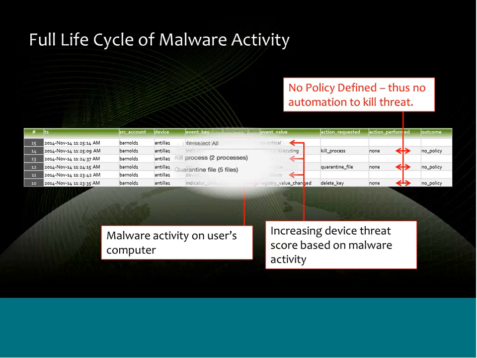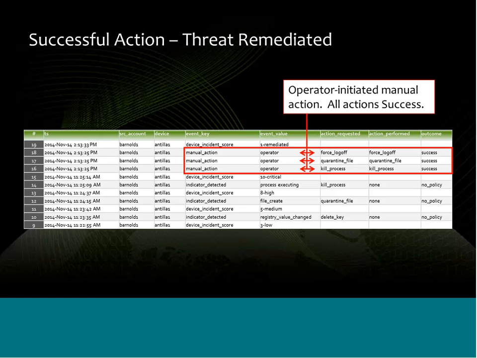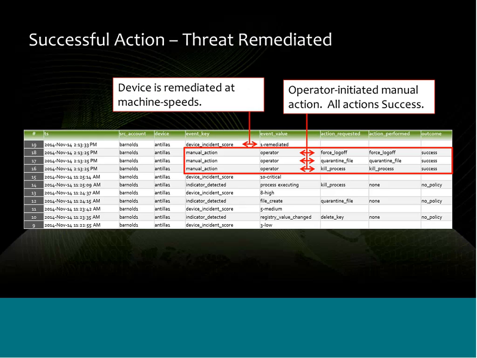In this example, I can click into HawkEye G from a manual point of view that we call machine guided. I can kill these processes and quarantine the file, and all the actions are logged. From an automation point of view, the system logs what it did. From a machine-guided point of view, it logs who did it, what was the requested action, what was performed, and the success, and then you can see that the overall device score goes down to 1.